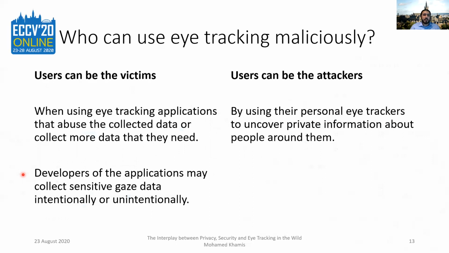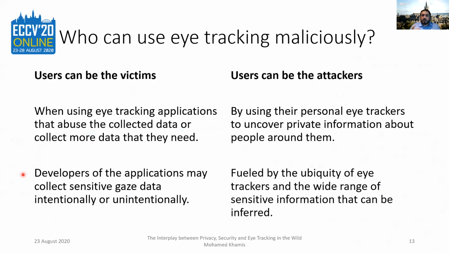If this was done previously on desktop computers, tomorrow it'll be done on mobile devices, or on desktop computers or laptops being used outdoors, for example, or displays in public spaces that are coupled with cameras for eye tracking. These could all be problems. This category of threats is fueled by the ubiquity of eye trackers and the wide range of sensitive information that could be inferred from them.